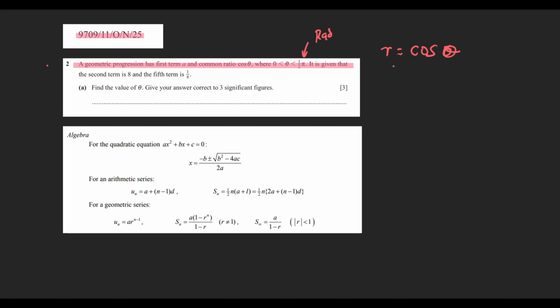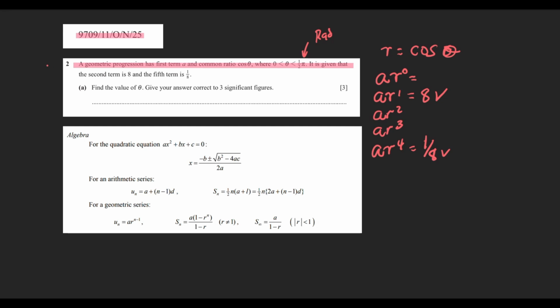It is given that the second term is 8. The first term is usually A. The second term is usually AR. So AR to power 0 is the first term, and AR to power 1 is the second term, so this will be equal to 8. The third term will be AR to power 2, then AR to power 3, until AR to power 4, which is your fifth term, also given as 1 over 8. So you have these two values.